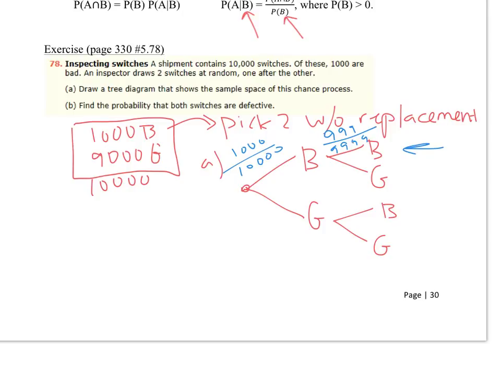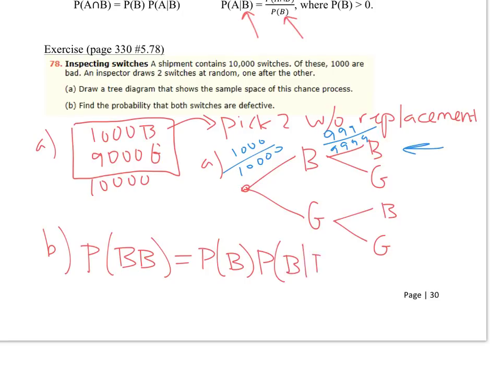So if I find the probability in part B that both are defective, I'm answering the probability of getting 2 bad switches. There's an implied "and" in between those letters. So it's the probability of a B multiplied by the probability of a B given a B. Those numbers are already there in the diagram as 1,000 over 10,000 multiplied by 999 over 9,999. And of course, when you solve these problems, you'll see decimal answers in the answer key.